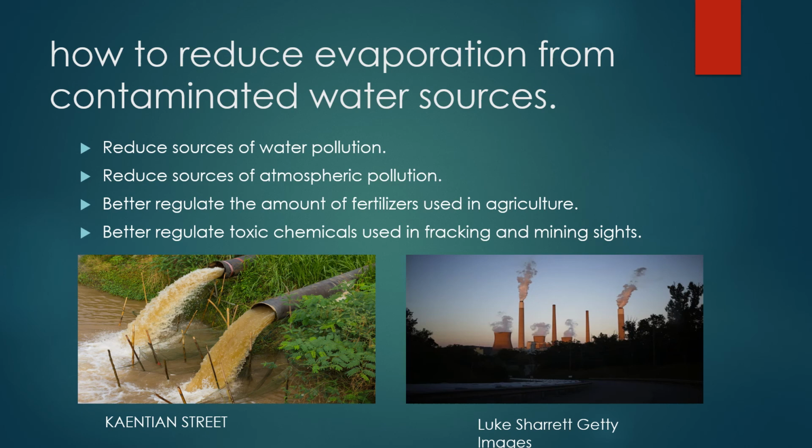Alright, how to reduce evaporation from contaminated water sources. First, we need to reduce the sources of water pollution, reduce the sources of atmospheric pollution, better regulate the amount of fertilizer used in agriculture, and better regulate toxic chemicals used in fracking and mining sites. Once these chemicals reach the atmosphere, it is incredibly difficult to clean them out of the environment, so our best approach would be to clean them out from these initial sources.